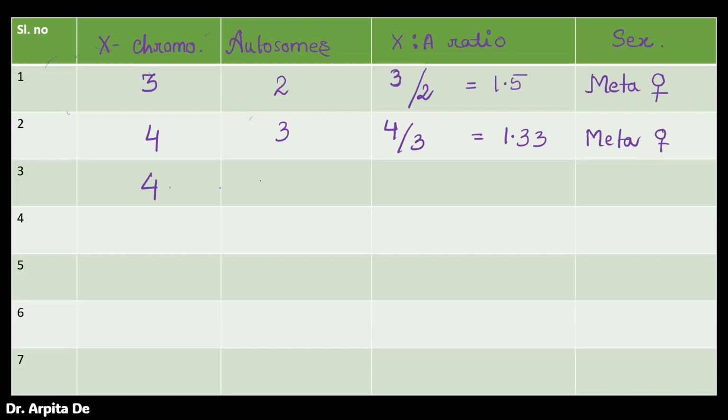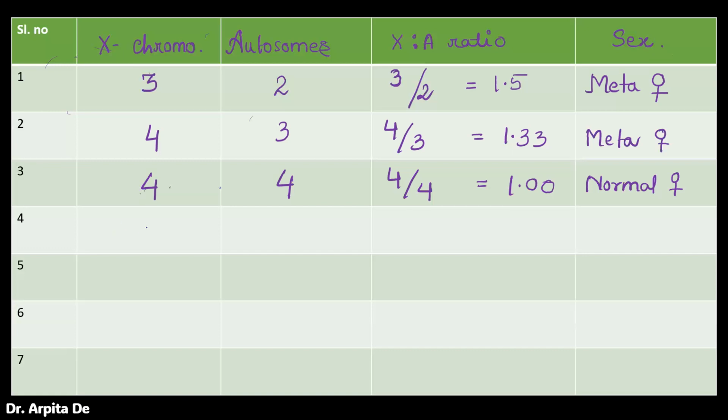Now see, 4 X chromosomes, 4 autosomes. What is the ratio? Ratio is 1. Right? This is a normal female. So a normal female has X chromosomes and autosomes in the ratio 1:1. Right? This is all about female.